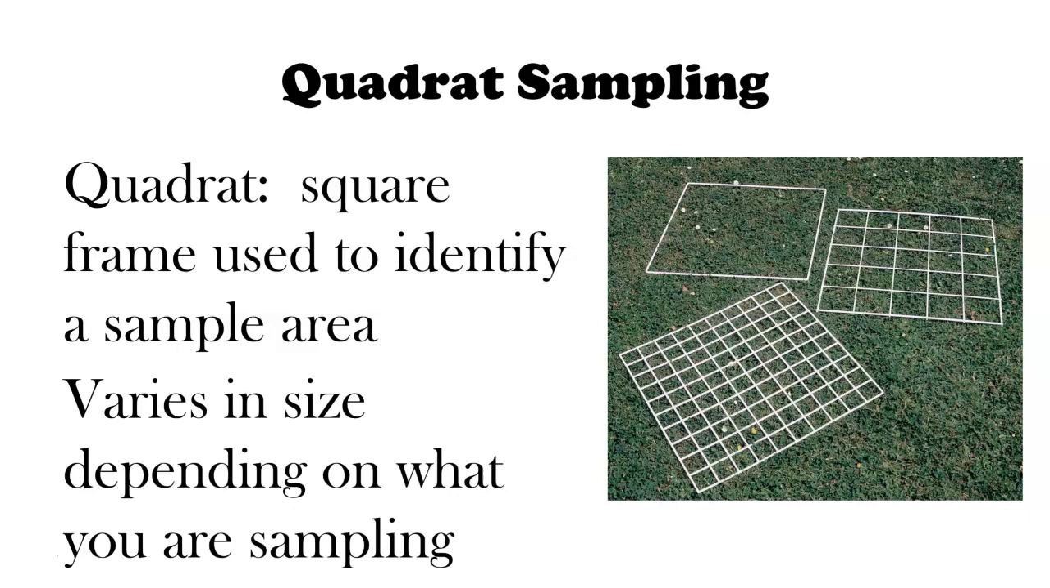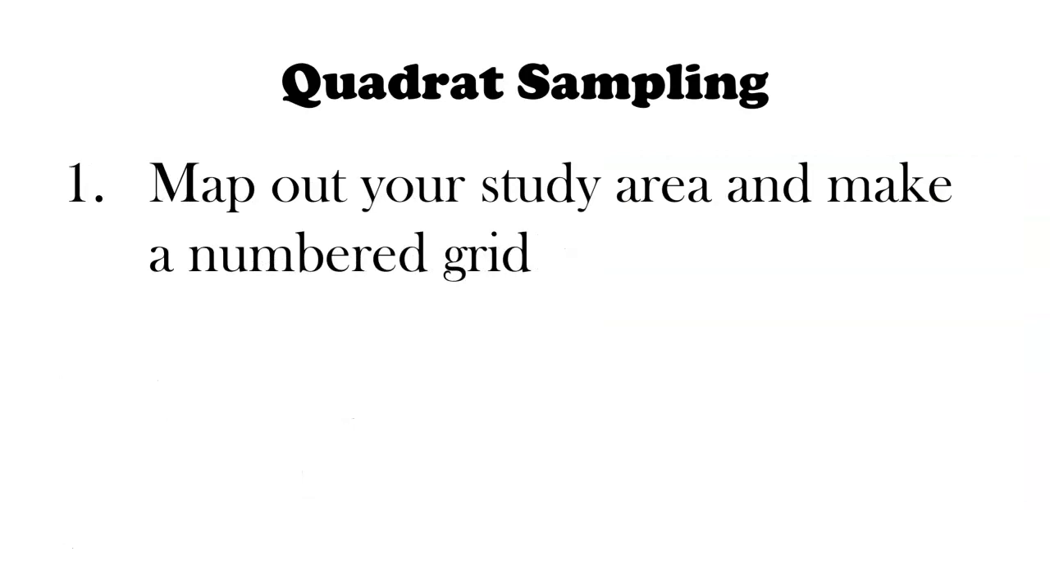Now, the size of your quadrat varies depending on what you want to sample. For example, you might have a 10 by 10 centimeter quadrat size if you want to measure small organisms such as algae or lichens. And you might have a larger, maybe 1 by 1 meter quadrat size if you want to measure larger plants. And then you could also go up to a 5 by 5 meter quadrat size to measure mature trees.